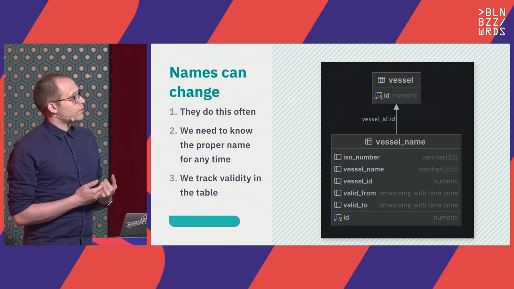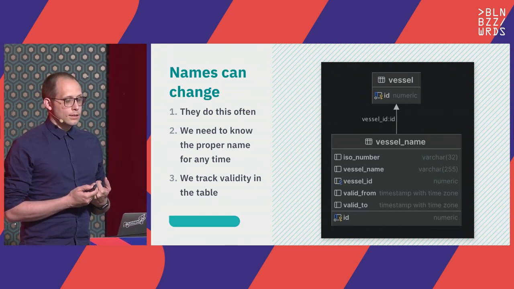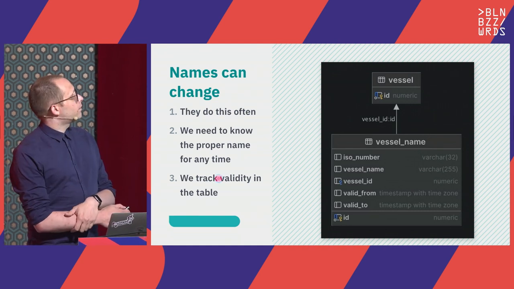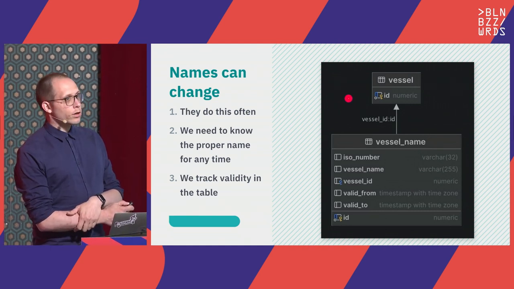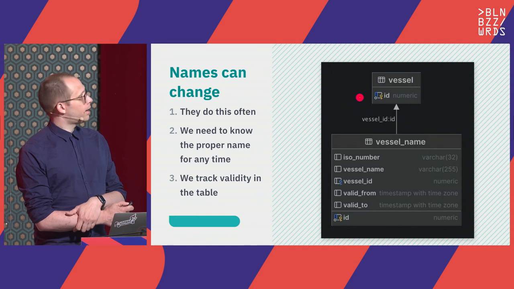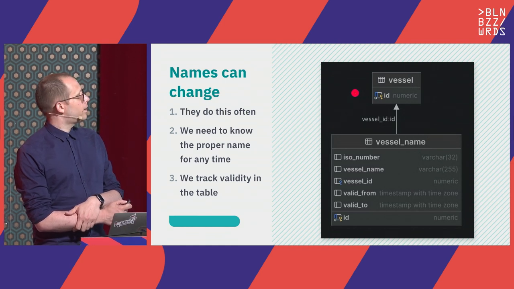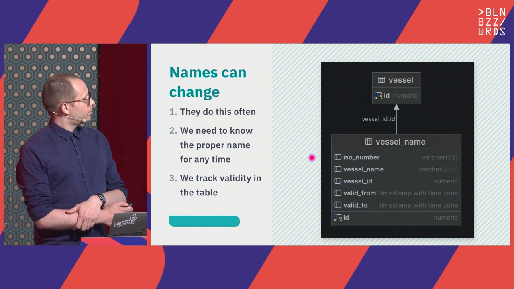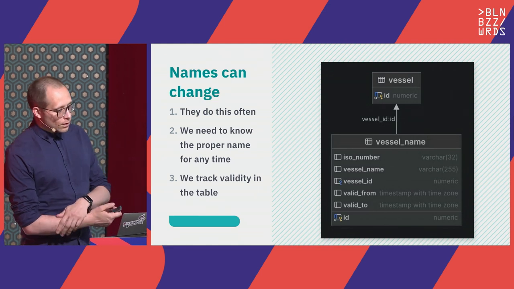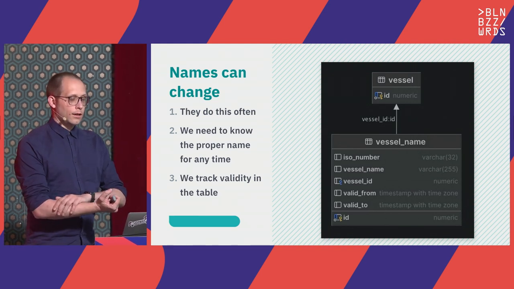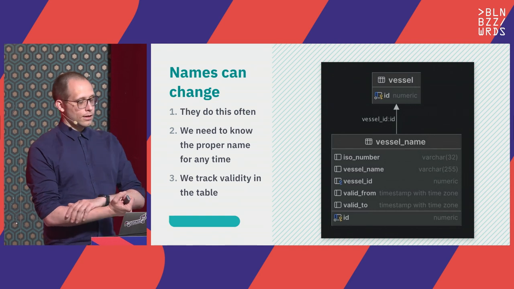And we tracked the validity of those values in a simple table. So we had a table vessel, which for our short example only contains the ID. Obviously, there were some more columns in there. We had the vessel name table, which tracked an ISO number and a vessel name. This is the column we are interested in. It also had a foreign key to the vessel ID, and a valid from and a valid to column. For our simple use case in the beginning, this seemed to be enough for us.